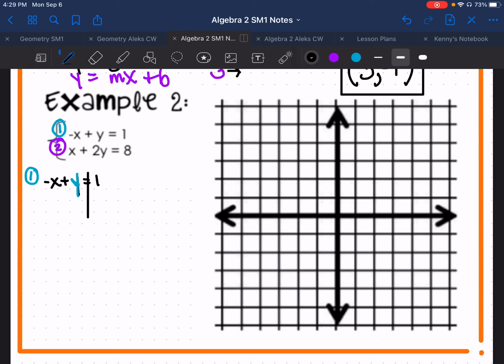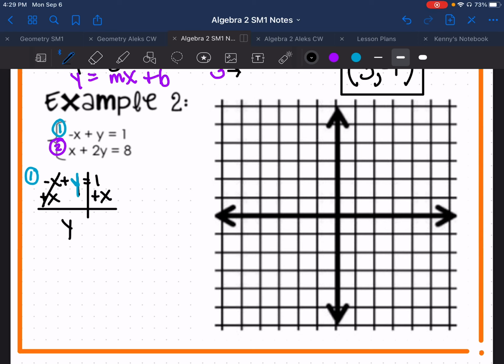Now I need to be careful because that is a negative x. So if I were to subtract from a negative, I get more negativity, right? Negative minus negative is more negative. So instead of subtracting, I want to go ahead and add the x to the other side.